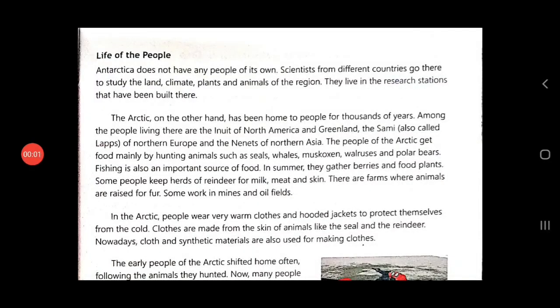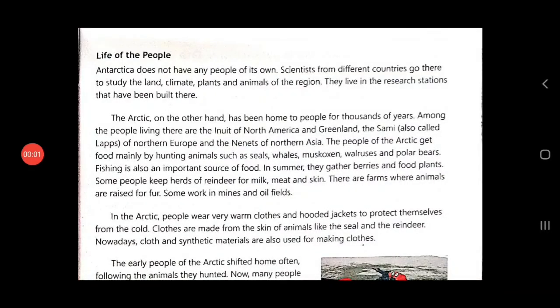Some people keep herds of reindeer for milk, meat and skin. Now what is the meaning of herd, children? Herd means a large number of animals that live and feed together. So कुछ लोग ऐसे हैं who keep herds of reindeer. And from that what do they get? They get milk, meat and skin.